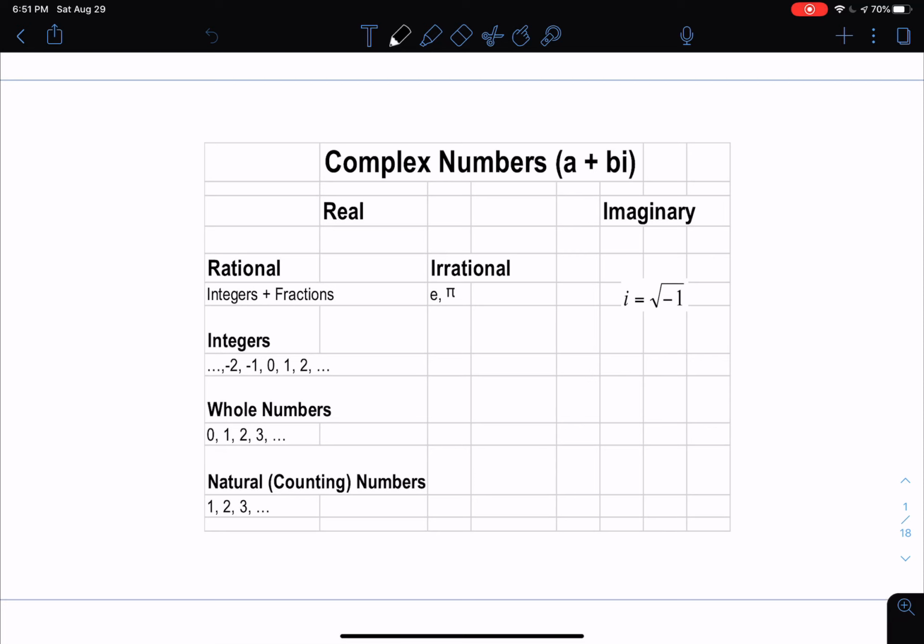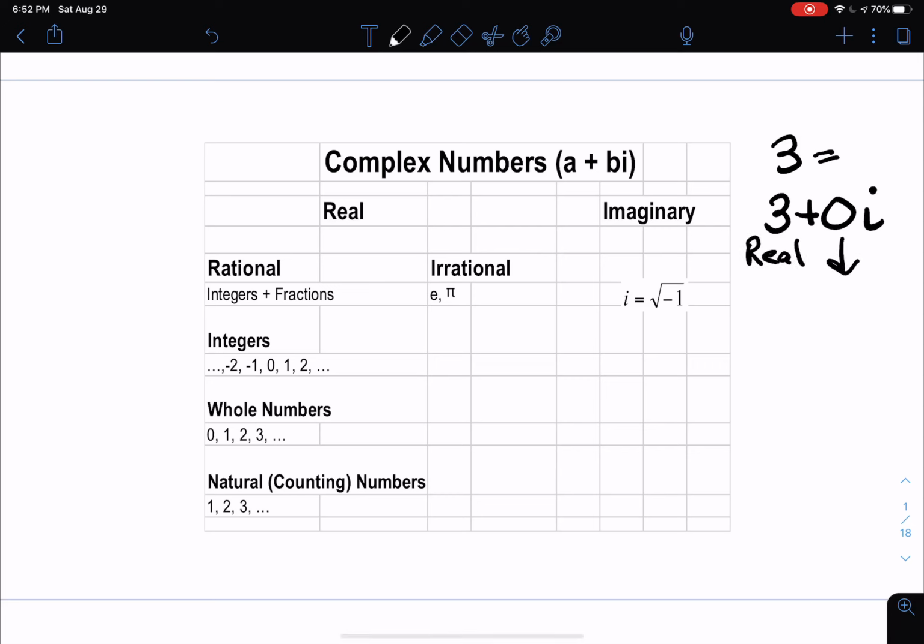Complex numbers you have seen in algebra classes previously. They are of the form a plus bi. And actually, you've been seeing complex numbers ever since you first learned to read numerals. When you have a number like 3, that's a complex number because it can be written in the form 3 plus 0i, where the 3 is the real part and the 0 is the imaginary part.